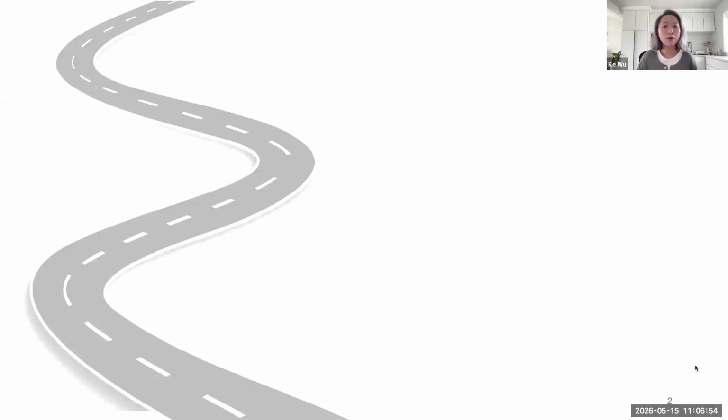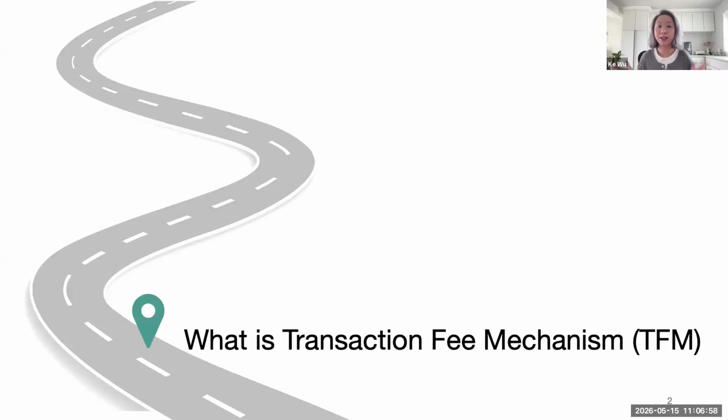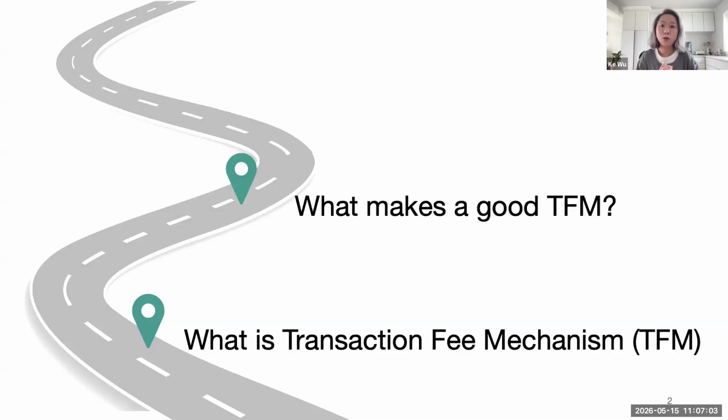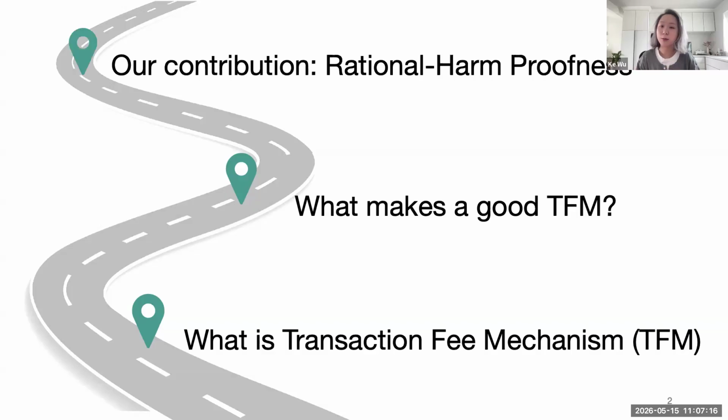So the rest of this talk will be organized as follows. I will first briefly introduce what a transaction fee mechanism, or TFM for short, is. Then we will talk about what makes a good transaction fee mechanism. What are the desired properties? As I mentioned, there are two sets of desired properties. What are they? Why do we want them? And then we will move into our contribution in this work. We define rational harm proofness and give a characterization of the feasibility and impossibility under this desired property.